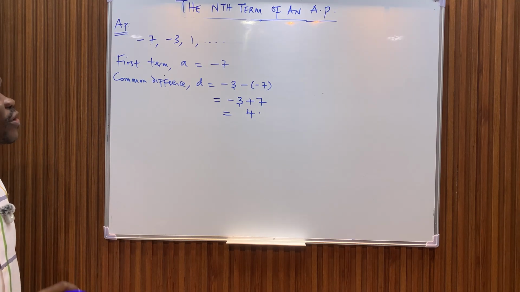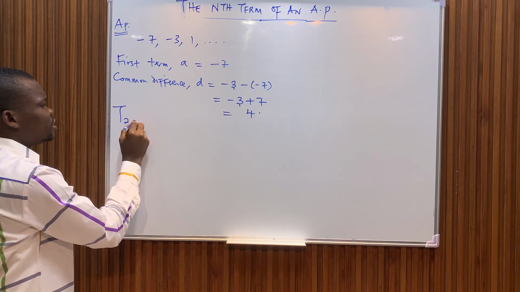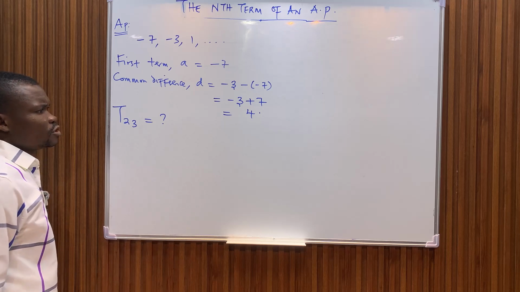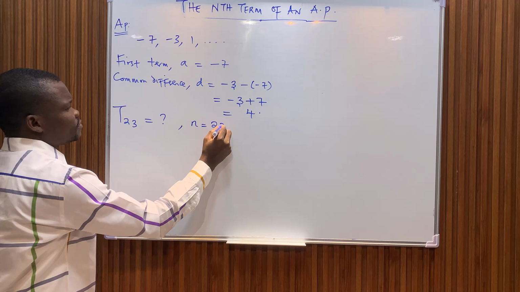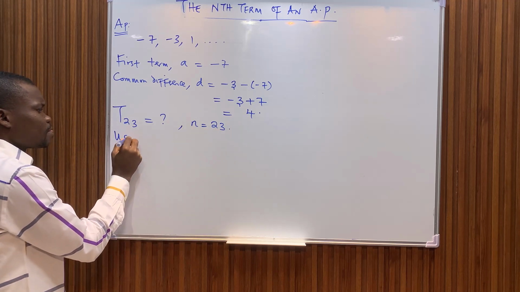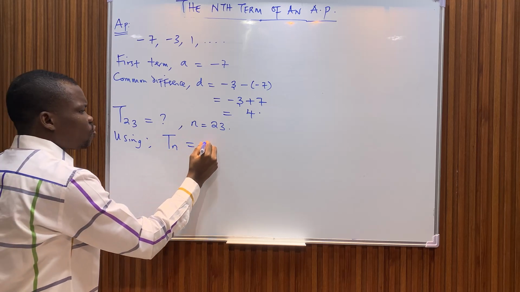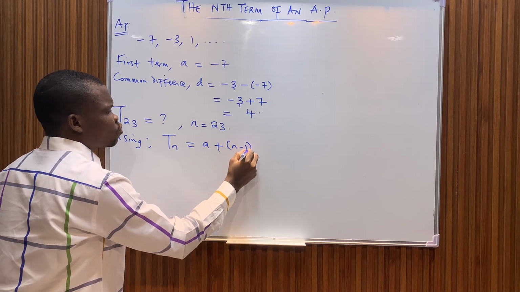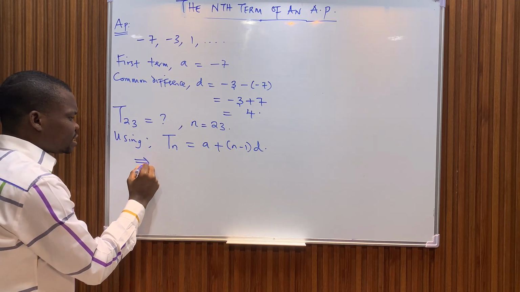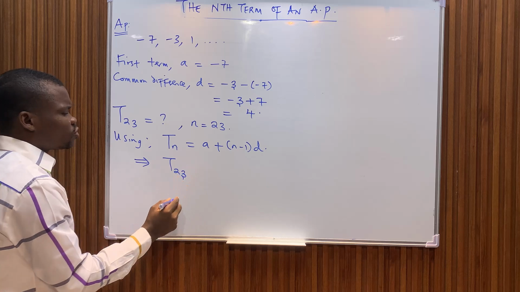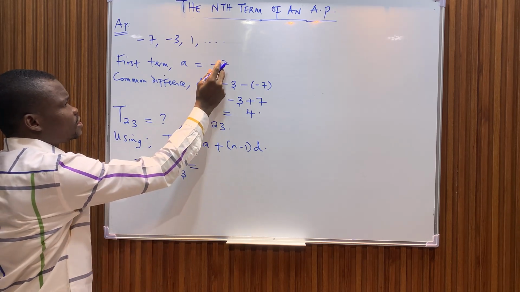Remember, we are asked to find the 23rd term. So what are we looking for? We're looking for T23. So it means that our n in this case is 23. Using the formula that the nth term of an AP is given as T of n equals A plus (n minus 1) D, therefore T of 23, because we're looking for the 23rd term, where n is 23, equals, what's the first term? The first term here is minus 7.